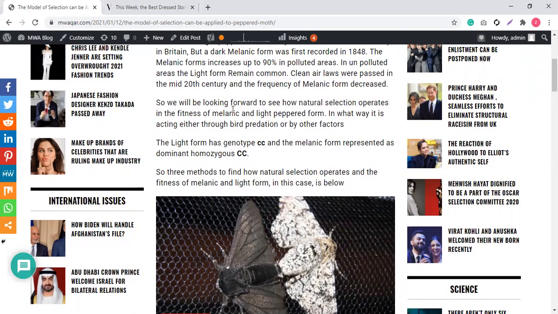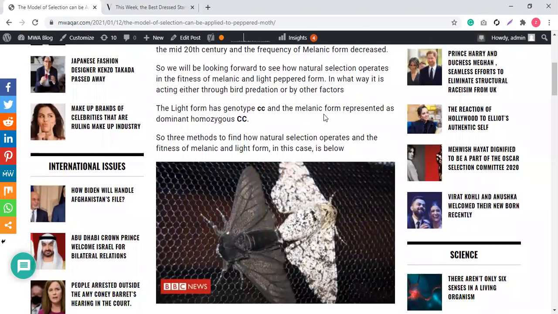Now move next. We will look at how natural selection operates on the melanic and light peppered forms, in what way it is acting, either through bird predation or by other factors. See, natural selection always operates through some dimensions. It works through predation or some other scenarios, like how a particular genotype or organism comes to be a fit organism and have a high survival rate. It depends upon how it responds to the predation, to the environment, and so many factors.